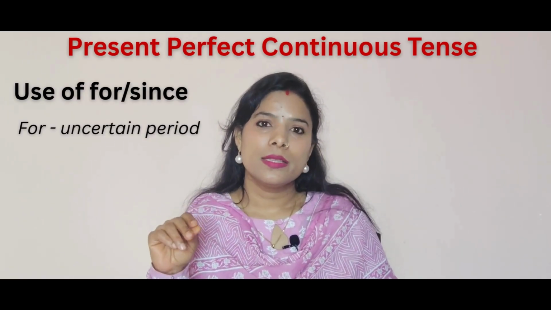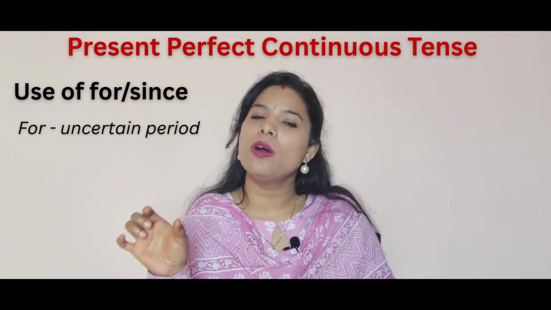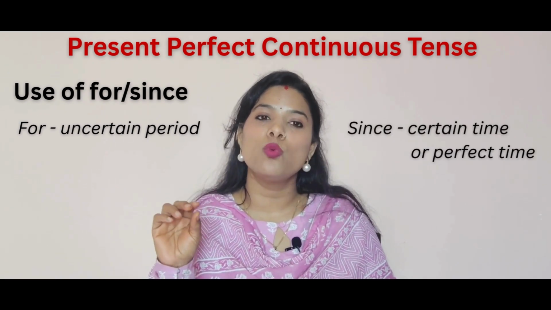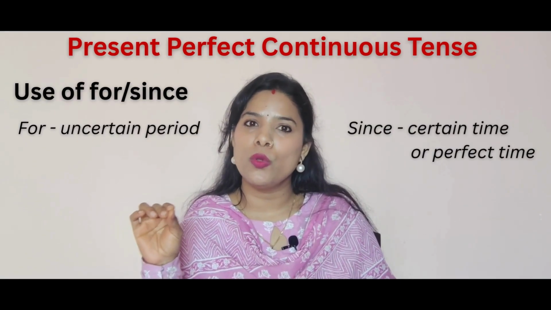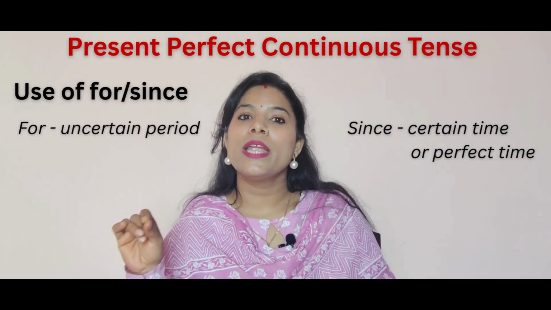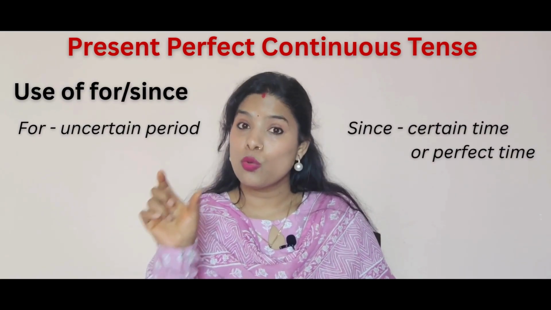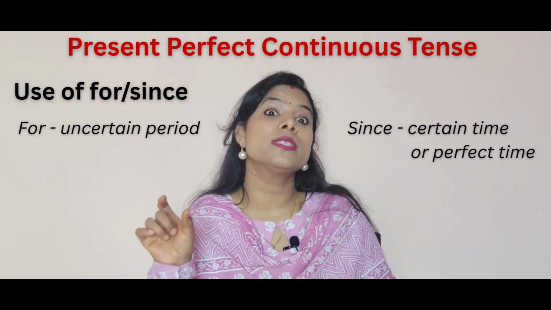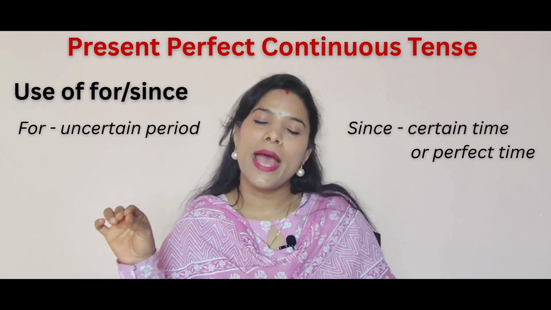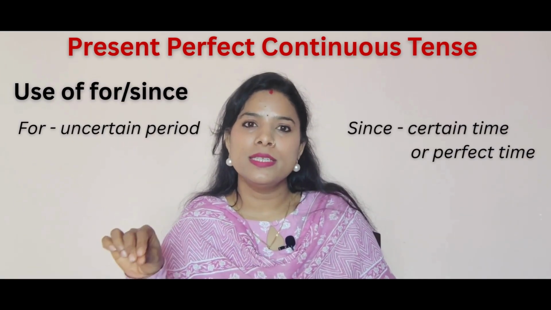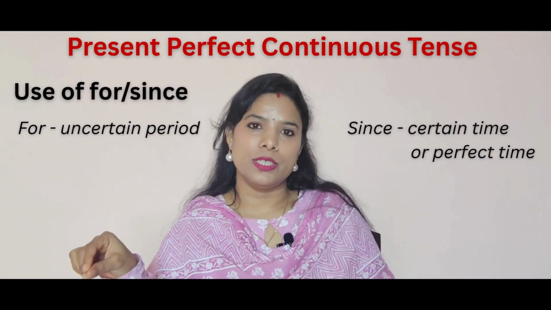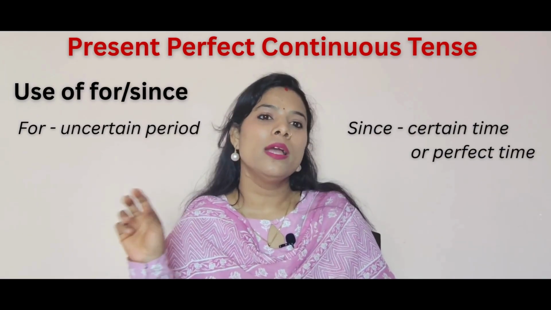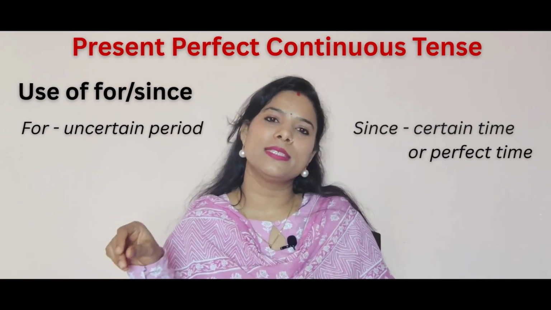If I want to mention a perfect or certain time, I would say that I have been learning yoga since 2023. 2023 is a year which is certain. Or, she has been writing this book since 2015 or 2016. So this is how we have to use for and since.